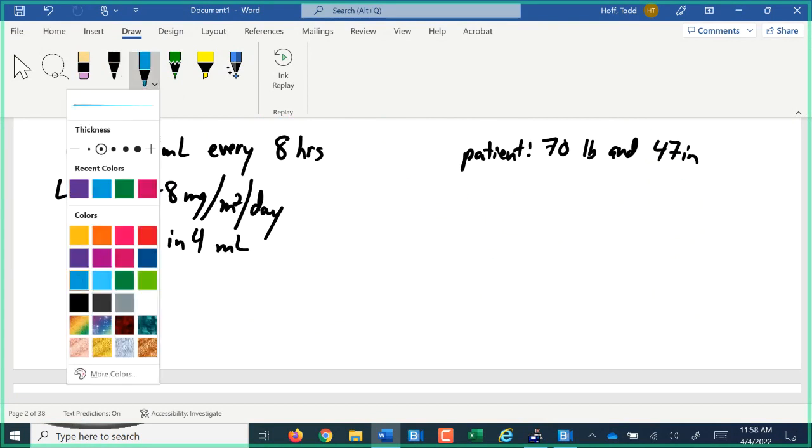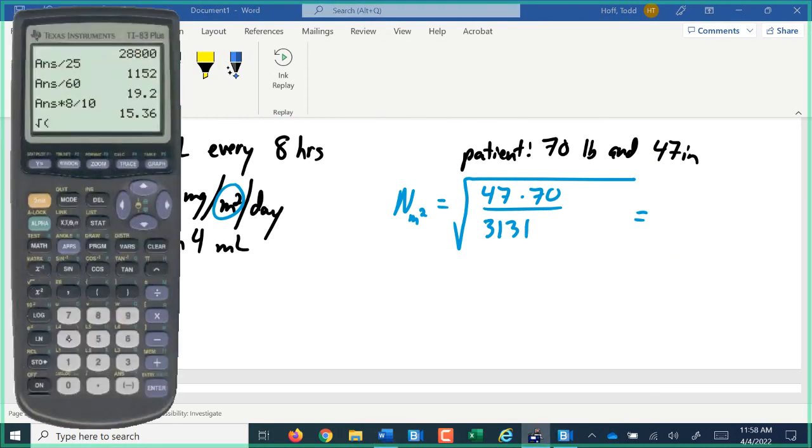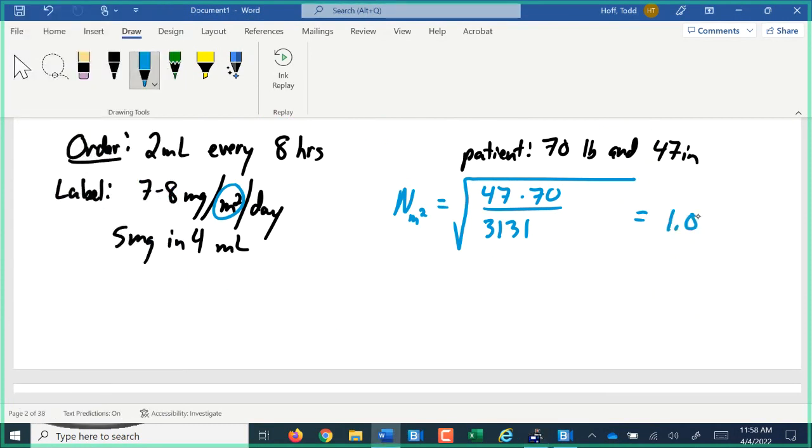So our first item to do here, this is obviously a body surface area problem because we're looking at meters squared here. Also being given both the weight and the height, there's a tip off there. We're looking for a body surface area in meters squared. It'll be the square root of the height times the weight. Since those are in inches and pounds, it's divided by 3,131. Square root of 47 times 70 divided by 3,131. Close that parentheses. 1.03 meters squared. It's our body surface area.